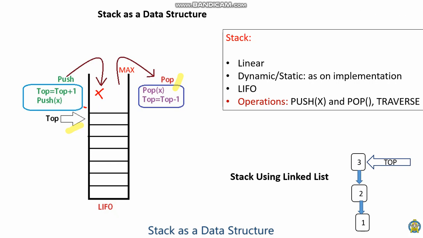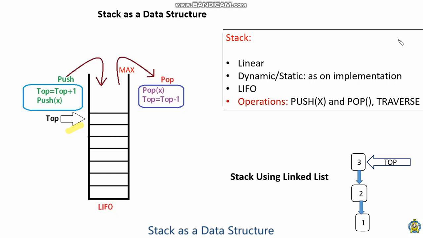And reversely, when I want to pop an item, what I do, I remove an item. Let's say I want to pop out the item X. Then I remove, pop X. Then the top has to become one less. Top has to be decremented. It has to be brought down to the next position. So it becomes top minus 1. So have a look at these two steps that take place here.